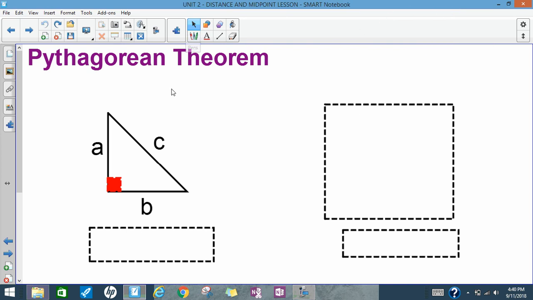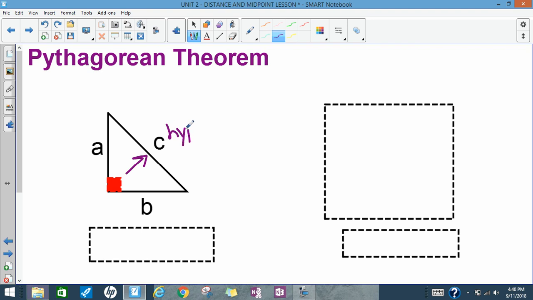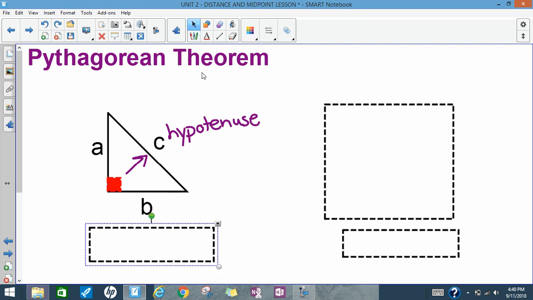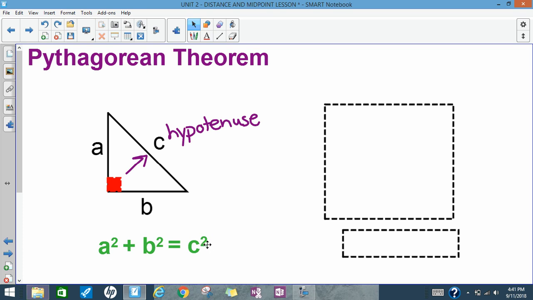little familiar with. When we have a right triangle, we know this is a right triangle because of this box in the corner. We can call the hypotenuse C. The hypotenuse is always the side across from the right angle, and it's always the longest side. And then we call the other two sides A and B, and we have this theorem that says that A squared plus B squared is equal to C squared.